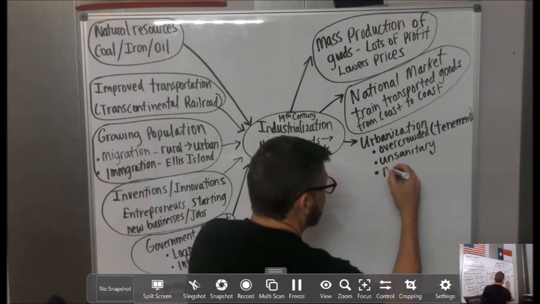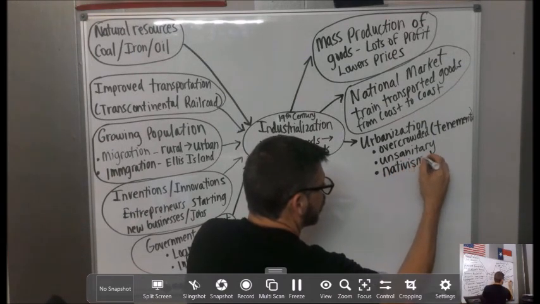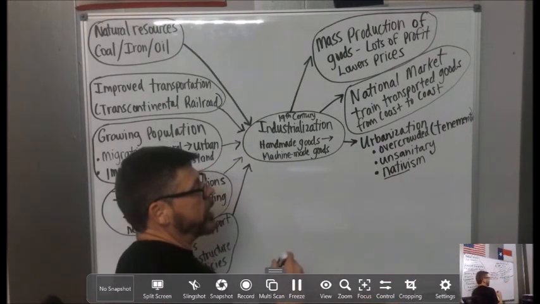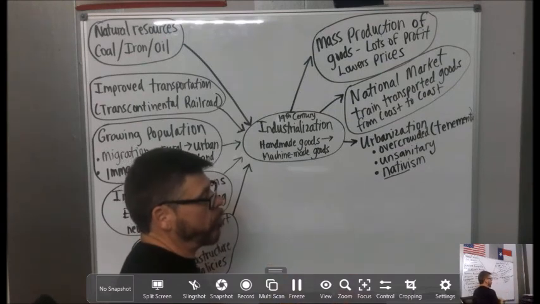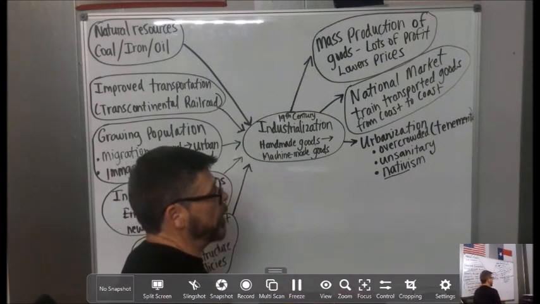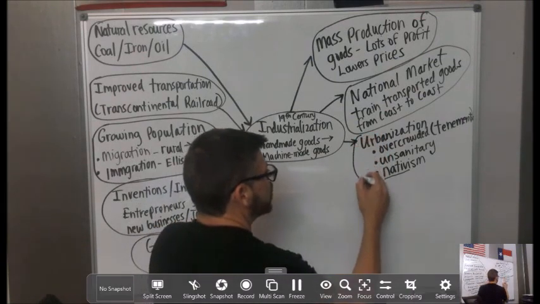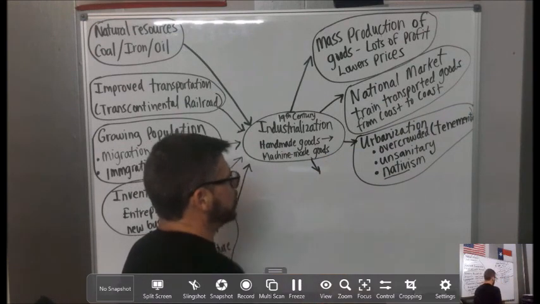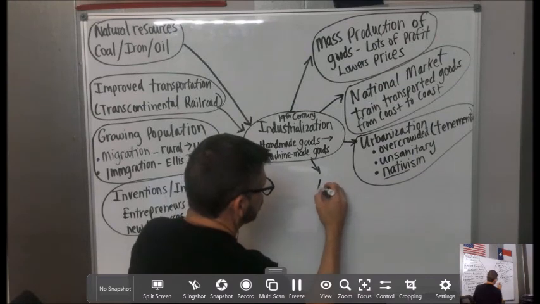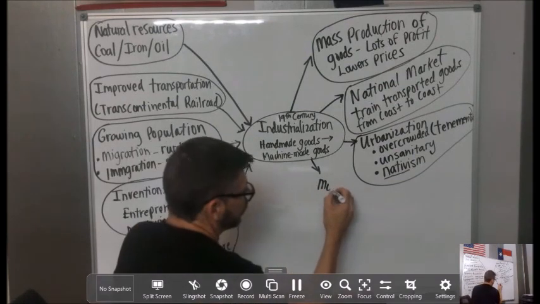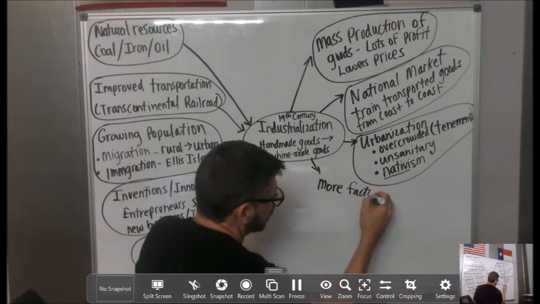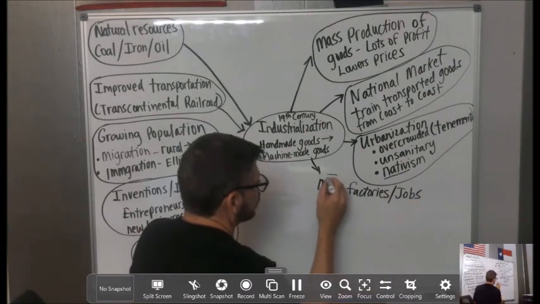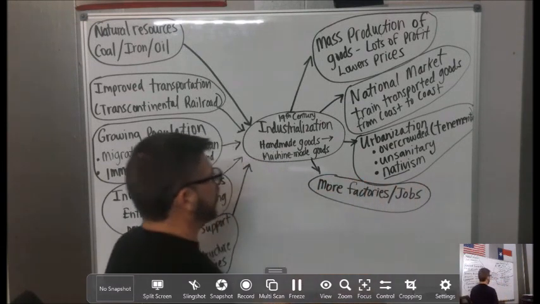And it leads to nativism. Remember that nativism is the people who were already here, the natives, not Native Americans, but immigrants that came, they were like the old immigrants. They'd been here for a long time, and were discriminating against the new immigrants coming in. Okay? And that's urbanization. And then we have more factories built because of more inventions and more innovations, more factories, more jobs. That's an effect of industrialization.